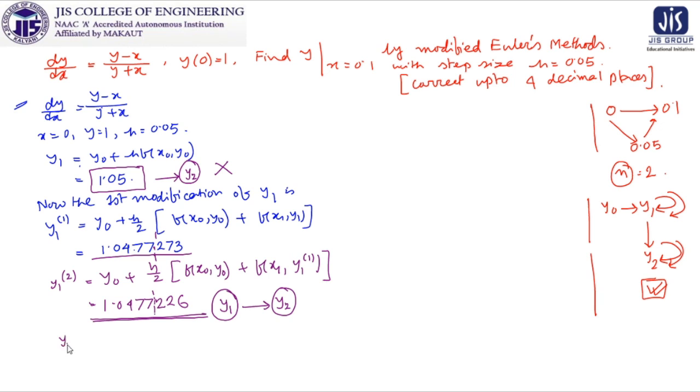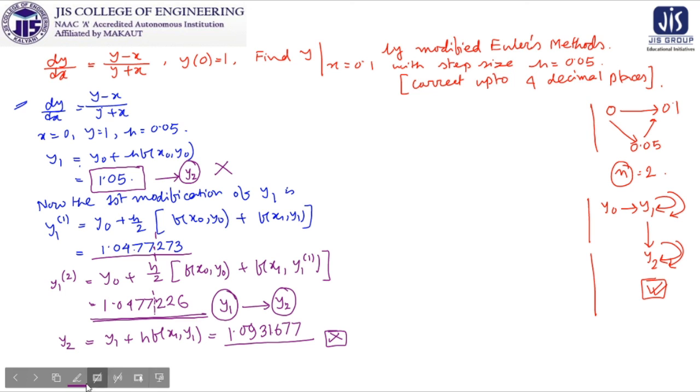And next we are going to find out y2, and y2 will be calculated as y1 plus h f x1 y1. Now y1 is known, x1 is known. For this we can get the value as 1.0931677, but this is not our final answer. Please be aware about this. This is not our final answer.